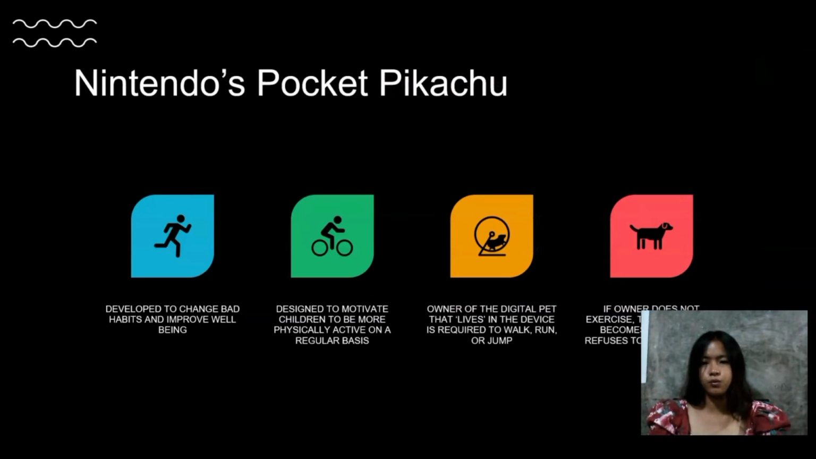Nintendo's Pocket Pikachu, developed to change bad habits and improve well-being, designed to motivate children to be more physically active on a regular basis. The owner of the digital pet that lives in the device is required to walk, run, or jump. If the owner does not exercise, the virtual pet becomes angry and refuses to play anymore.